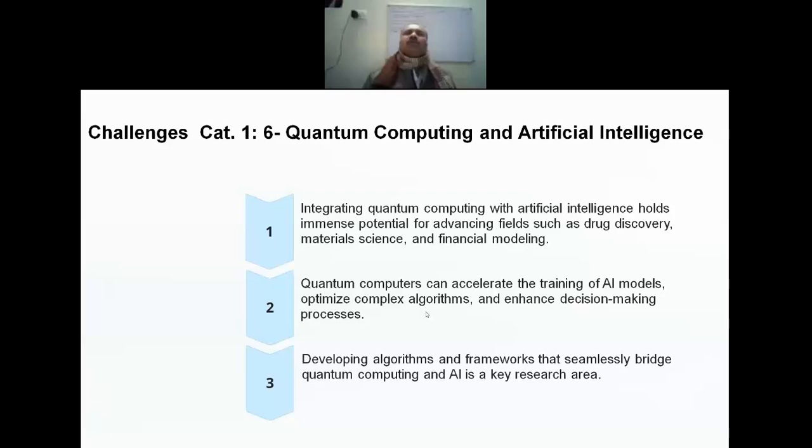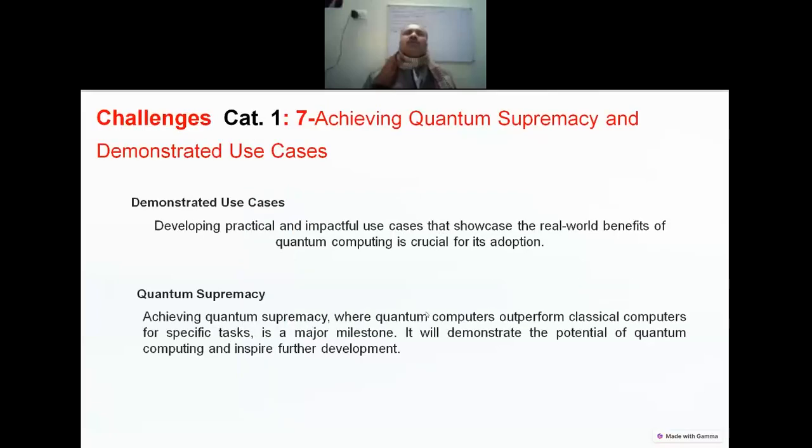Seamlessly bridging quantum computing and AI is a key research area for developing new concepts. Next one is achieving quantum supremacy and demonstrated use cases.